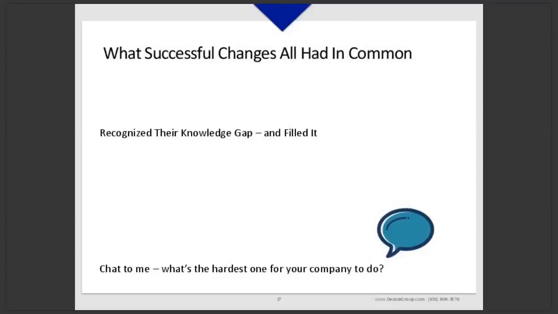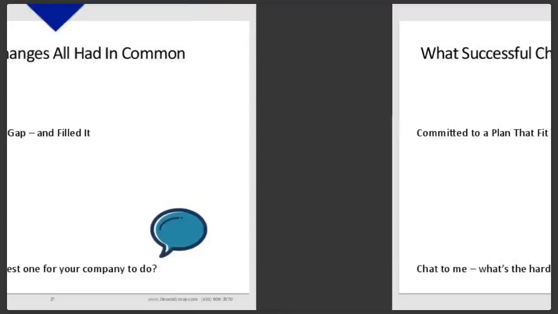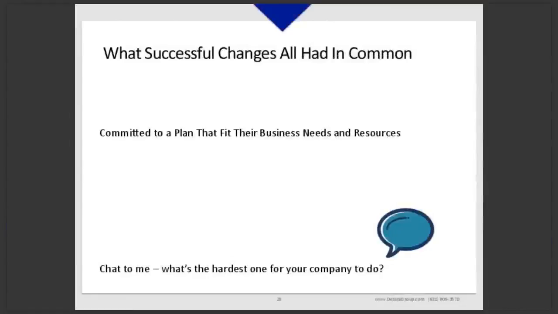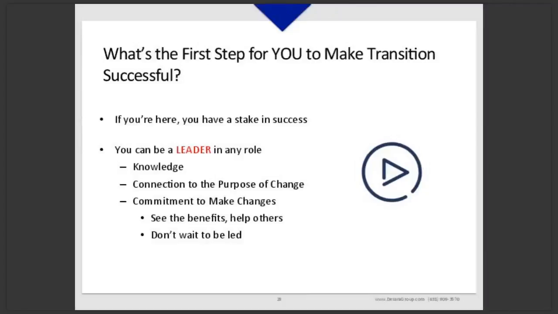But recognizing your knowledge gap and filling it, today is the start of it. Hopefully you'll get enough to move on and fill some of those crucial clauses that you don't understand, but we go through all the clauses in our main course. So if that's something you need, get in touch with me and we'll talk about how to get your organization trained. Now, the plan is also, once you understand what needs to be done, you got management commitment, you get that commitment plan, but you can be a leader in any role.